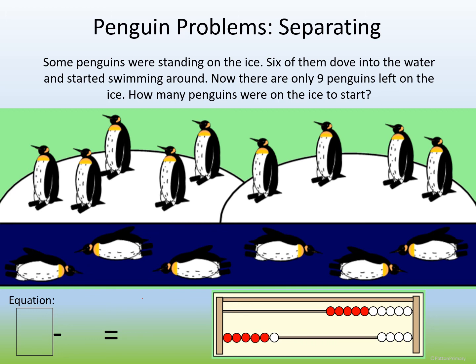Well, we know 6 penguins are in the water, so I move 6 beads over to the left. We also know 9 penguins are on the ice, so I move 9 penguins over. We took away 6 because 6 dove into the water, and we know that there's 9. But how many did we start with is the question. 9 plus 6 equals 15. We started with 15 penguins.